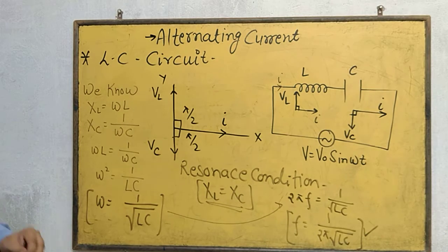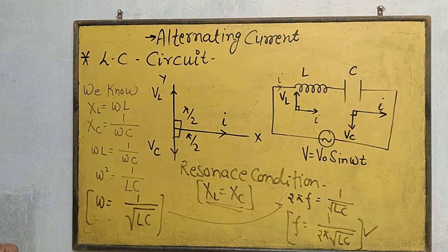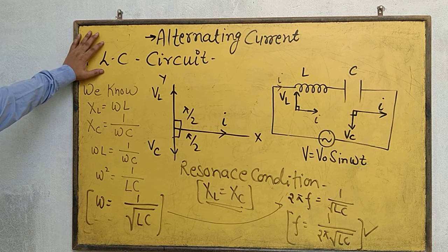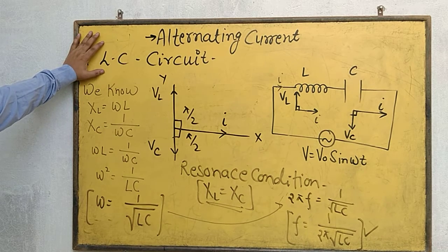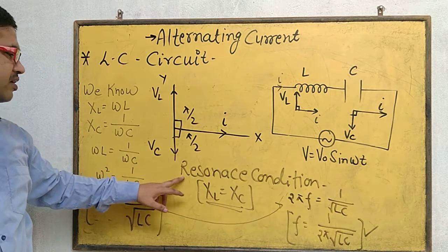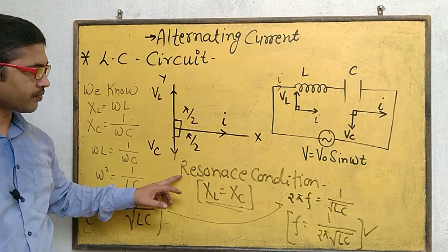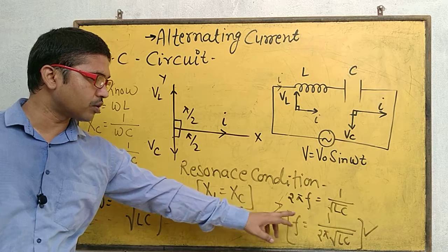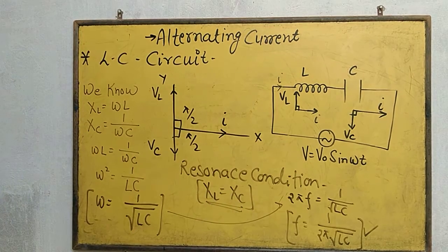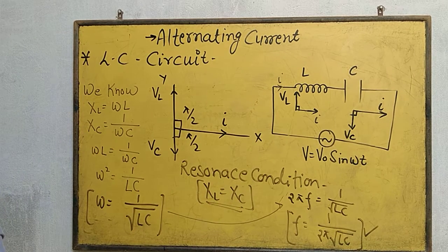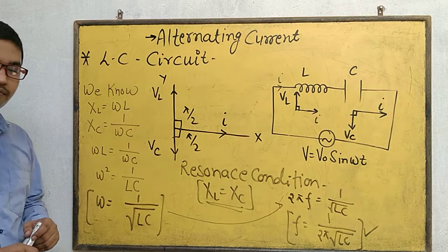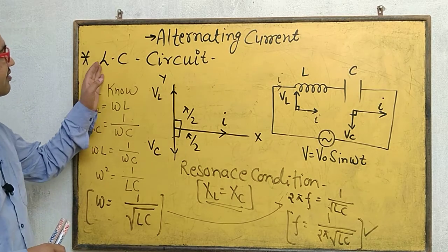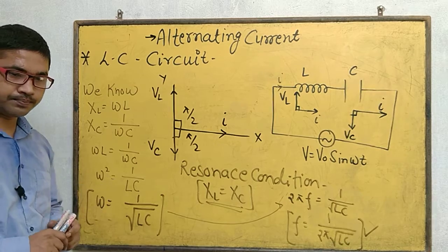Okay. So students, this one is a very important topic related to alternating current. This circuit is very important, and the most important is the resonance condition. The frequency in resonance condition is given by f is equal to 1 upon 2 pi root LC. This is also known as the resonance frequency of the LC circuit.